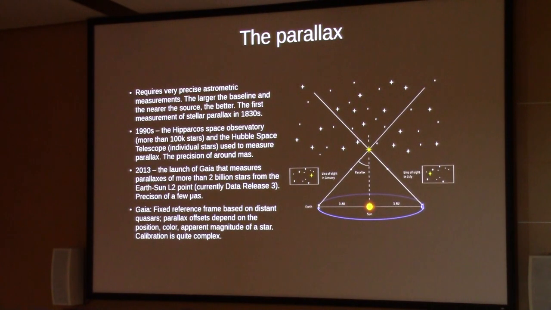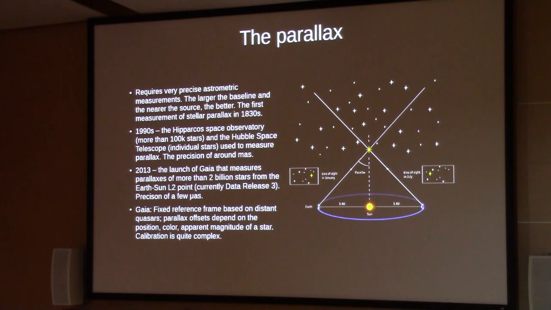We obviously know what the parallax is. And the idea is simple here, but from the technical point of view, it requires very precise astrometric measurements. So it was not until the 1830s that the first stellar parallax was measured. And great breakthroughs happened with the launch of space observatories devoted specifically to measurements of stellar parallaxes. First, it was the Hipparcos Space Observatory that observed more than 100,000 stars in the Milky Way. And also Hubble Space Telescope observed a few stars.